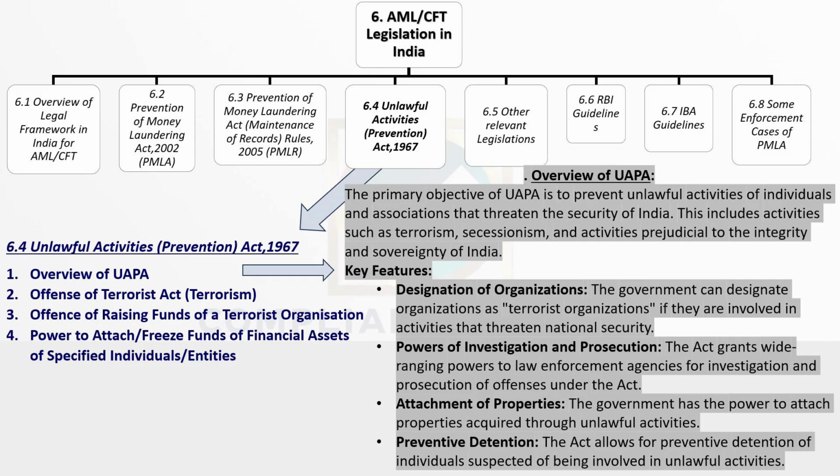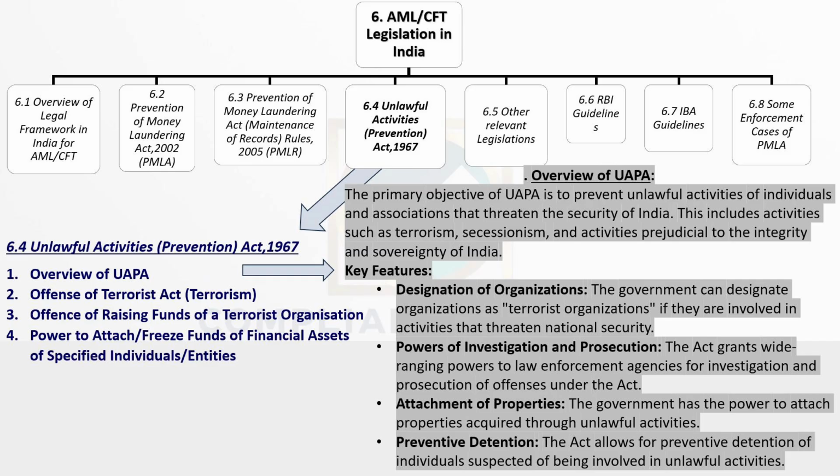3. Attachment of properties. Under UAPA, the government can attach properties believed to be acquired through unlawful or terrorist activities. Example: If a terrorist organization owns a building or property that was purchased using funds from illegal activities, the government can seize or attach that property to stop its use.